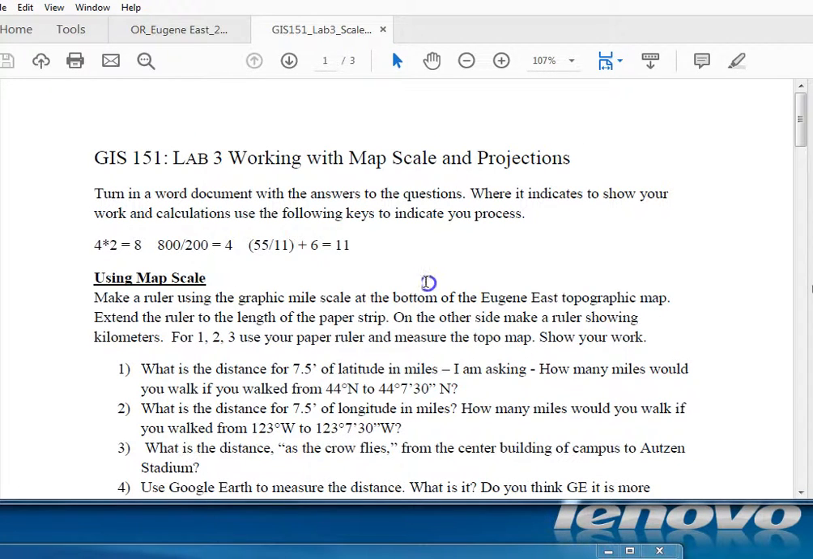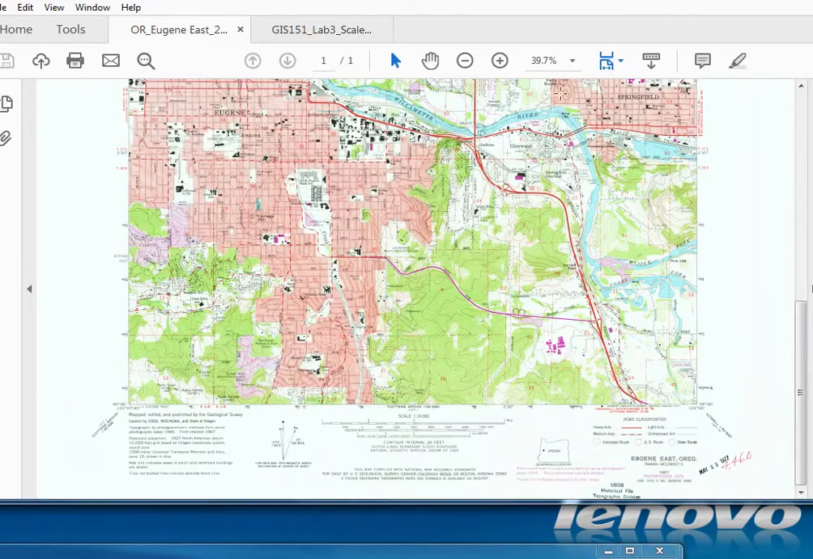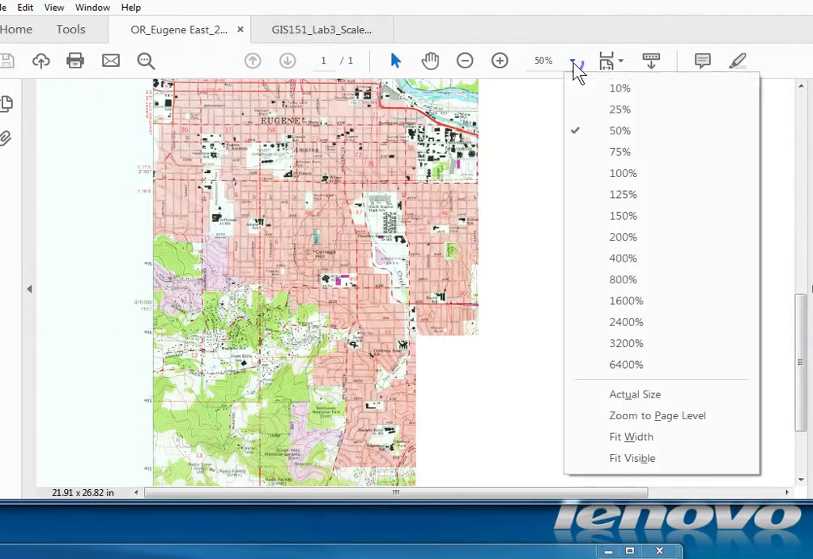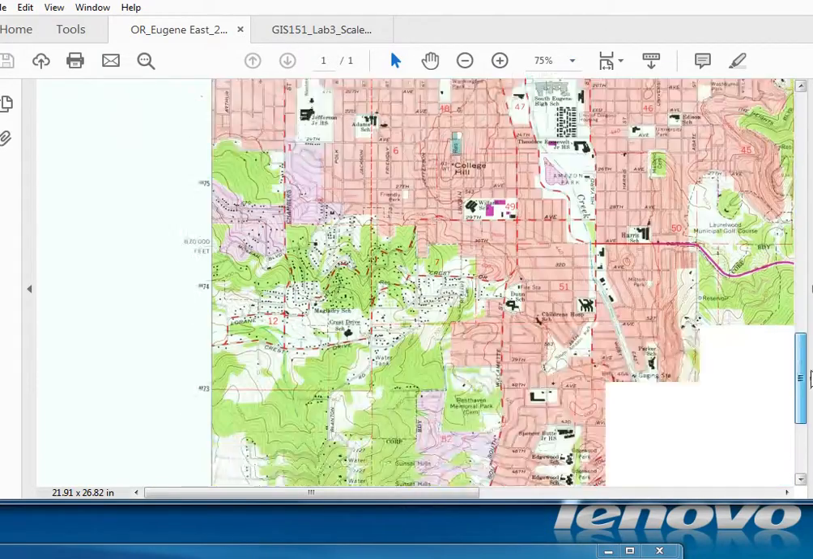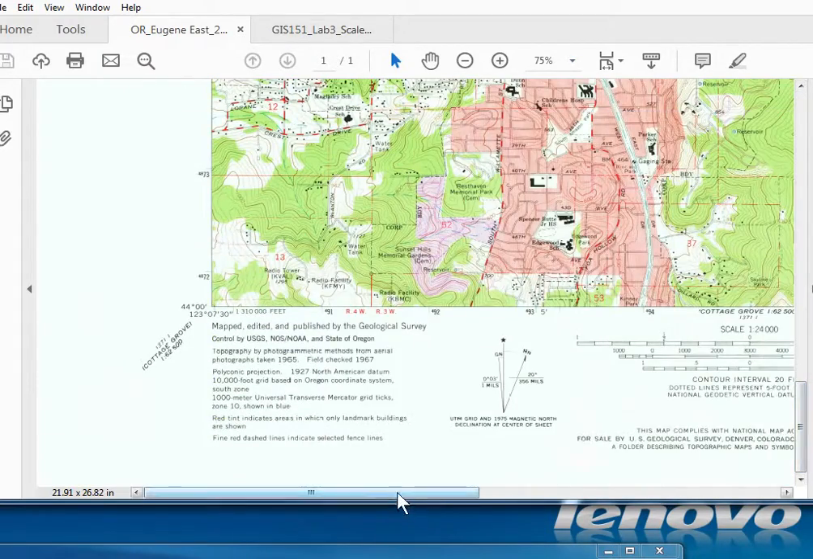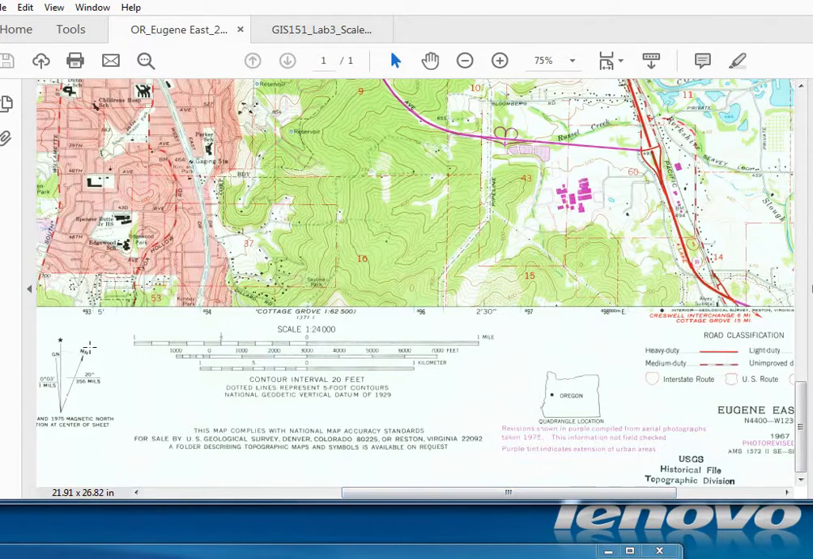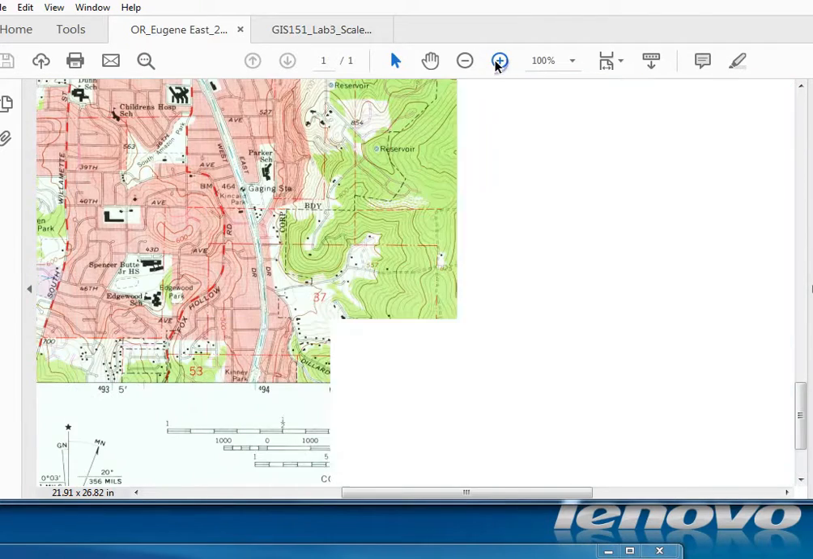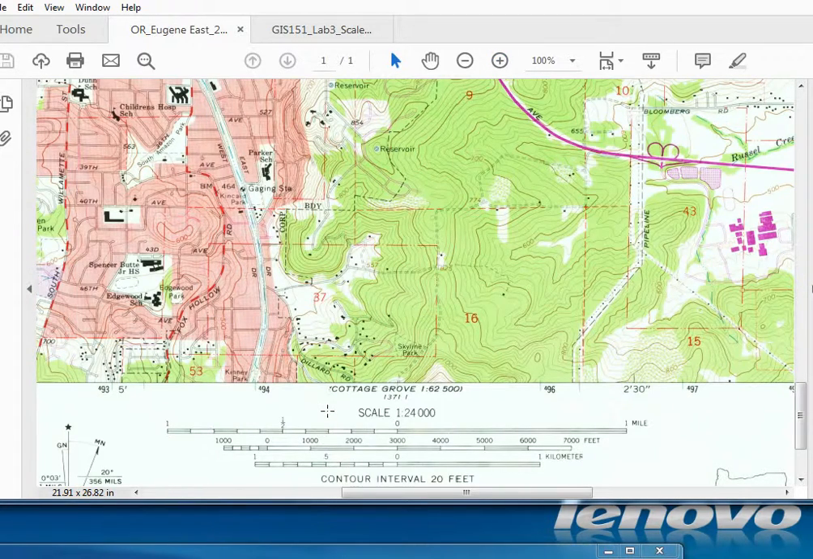The first question says to make a ruler using the graphic scale at the bottom of the map. So you're going to come down here and use that graphic scale, which is the bar scale, and if you've done the reading or watched the videos, you would remember that. You're going to line your paper up here, and this is a 2-mile line. Remember, there's an increment from 1 to 0 and then 0 to 1. You're going to make, as long as your 8.5 by 11 sheet of paper will let you, a very long ruler.